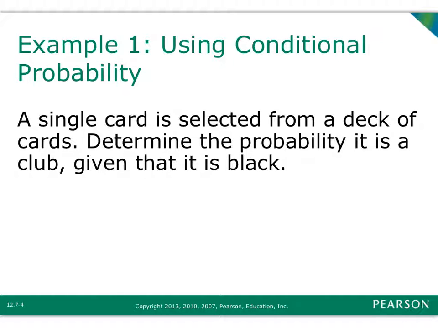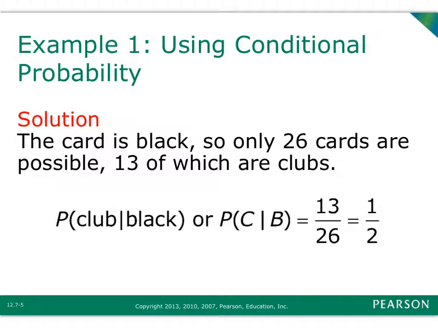So our first example is a single card is selected from a deck of cards. Determine the probability that it is a club given that it is black. Well, the card is black, so only 26 cards are possible, 13 of which are clubs. Therefore, given that the card is black, the probability of a club is equal to 13 divided by 26, which is 1/2.